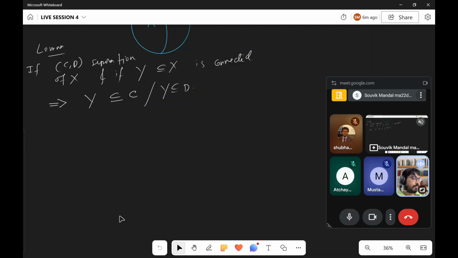So what is this statement telling? Suppose in a space X we have some separation C and D, and if Y is a subspace of X which is connected, then that Y shall lie fully inside C or fully inside D. It cannot lie in both. So such a thing is not admissible. That's what the lemma is telling. Intuitively it is clear because Y is connected. If it has portions within C and D both, then it will not be connected, right?